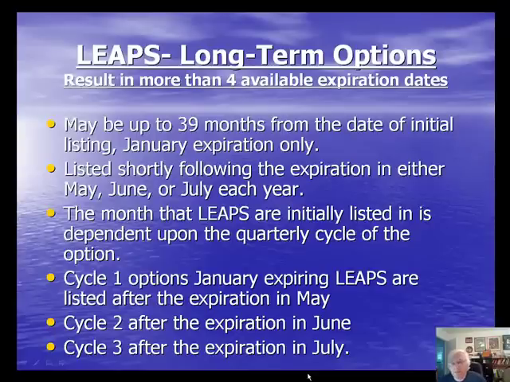Now, when LEAPS options are listed depends on the cycle that the underlying security has been assigned to, like we talked about before, the 3 cycles, January, February, and March. So, for example, Cycle 1 options are listed after May expiration. That's also going to be the date, as you'll see in a minute, when new options are listed. Cycle 2 are after the expiration of the June options, and that's when new options are listed for LEAPS for those securities. And finally, for Cycle 3 securities, new LEAPS options are listed after the July expiration.